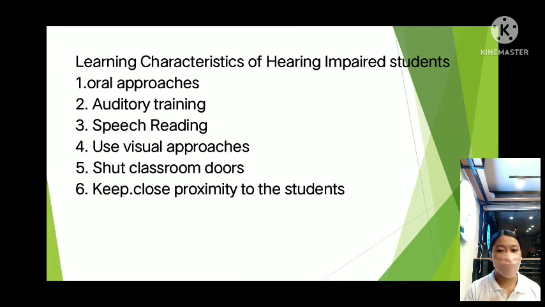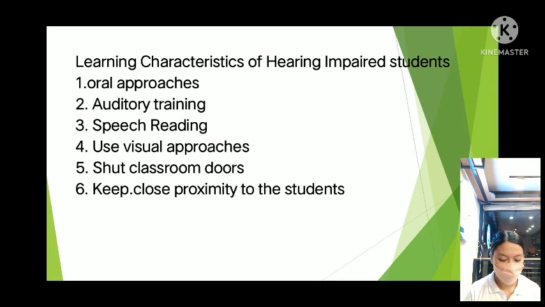So, if your student has this kind of hearing disability or hearing impairment, kailangan mong i-close yung doors. Ito rin ay makakatulong sa mga estudyante mo na magkaintindihan kayo at saka ang windows ay nakakatulong din to eliminate the noise.